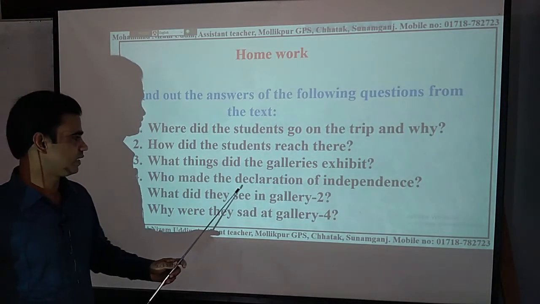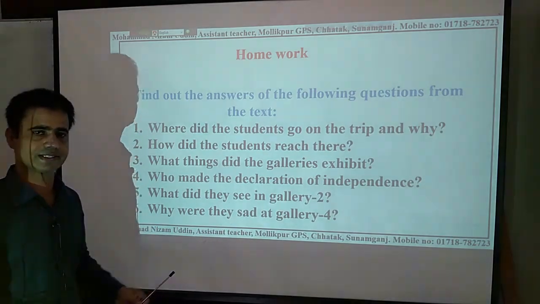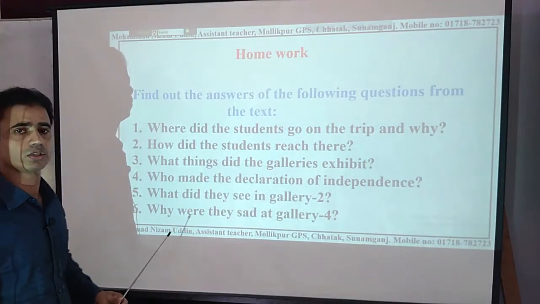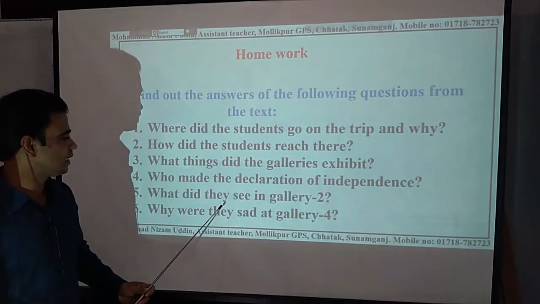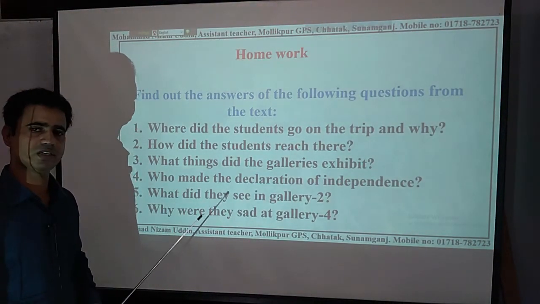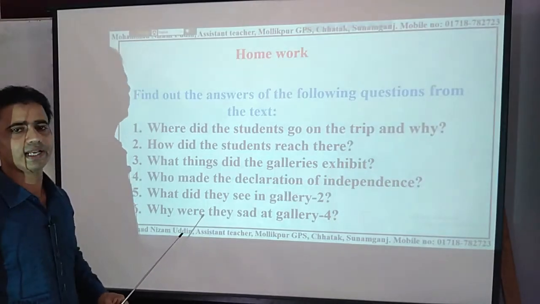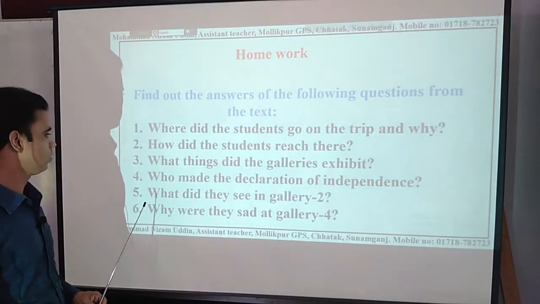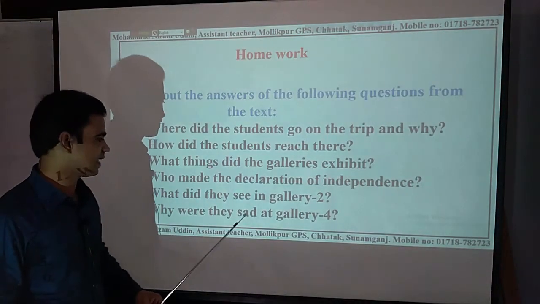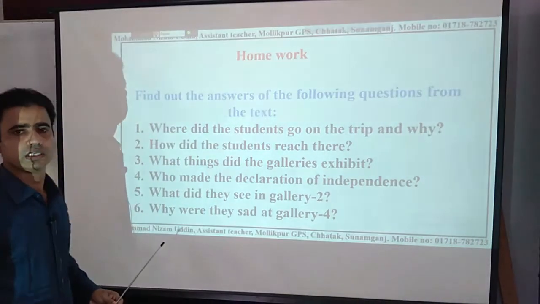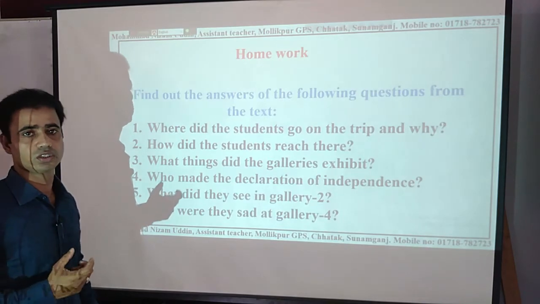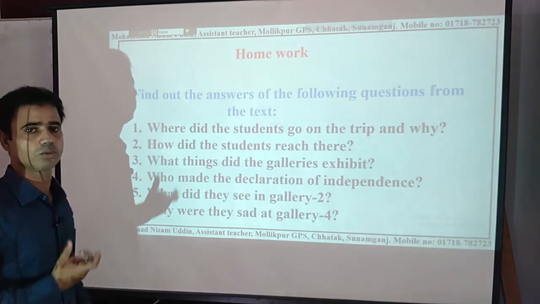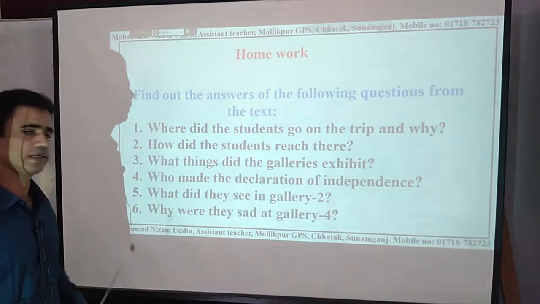Who made the Declaration of Independence? What did they see in gallery 2? Why were they sad at gallery 4?